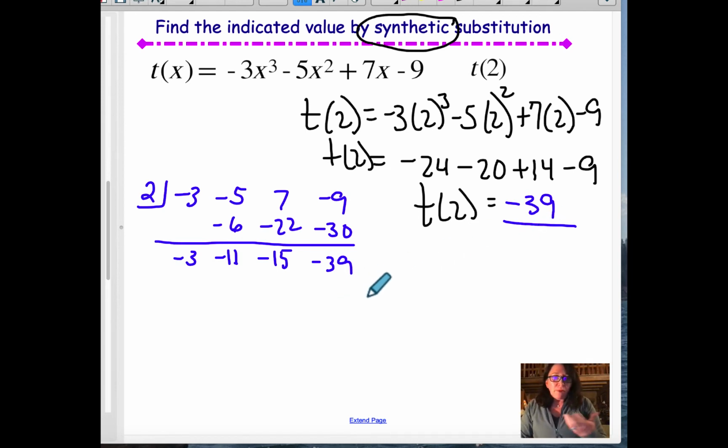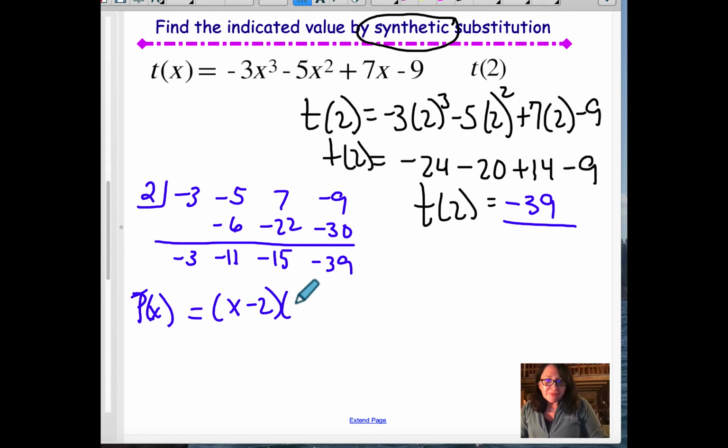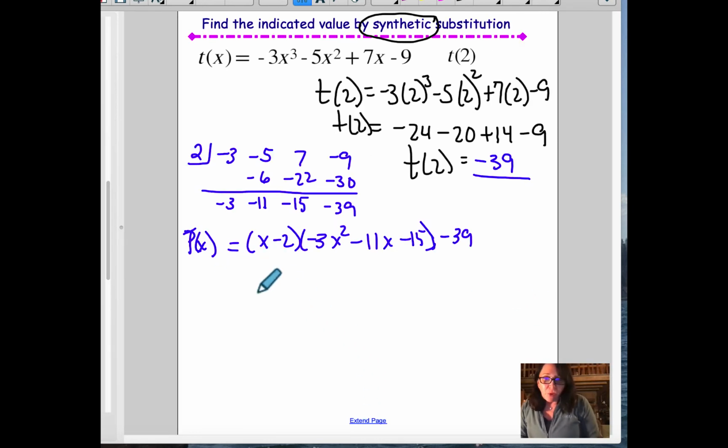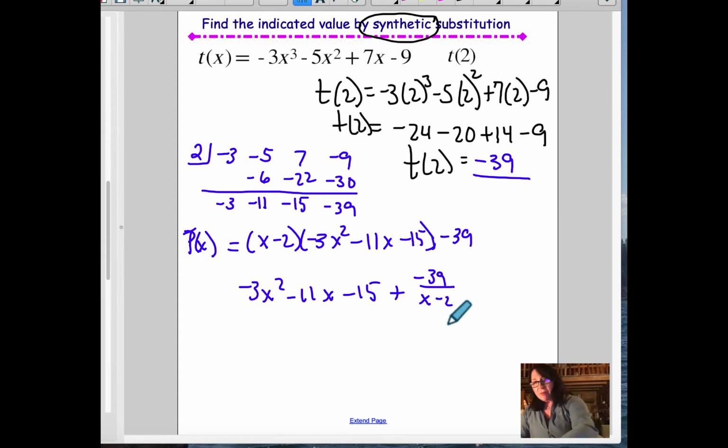Working this out, there's a couple of ways to write it out. So let's show you one way. One way to write this would be in polynomial form. T of x is equal to x minus 2 times our coefficients, which is negative 3x squared minus 11x minus 15, and then you would put the negative 39 right here on the end, which is our remainder. The other option for showing the answer, the quotient, is to go negative 3x squared minus 11x minus 15, and then you could write plus negative 39 over the divisor, which is x minus 2. Okay, both of those work.